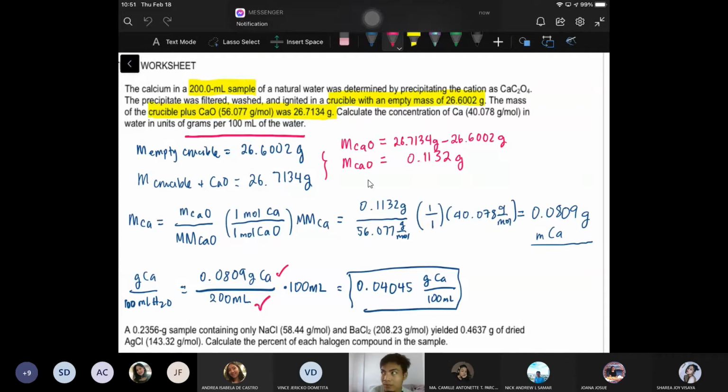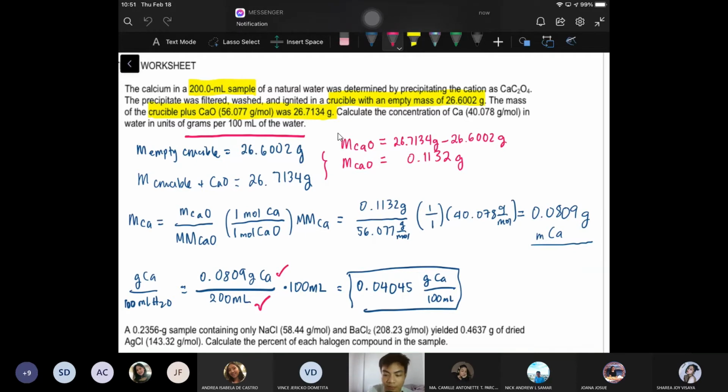Magkakaiba lang sa dulo, sa final answer. Kasi kunwari sa problem na to, hanap sa atin is grams per 100 ml. Yung ibang problem, hahanapin percent mass, no? Ganun. So, doon lang sa dulo nagkakatalo. So, depende sa pangangailangan ng problem, yung approach natin. Okay? So, yan, we're done with item 1.